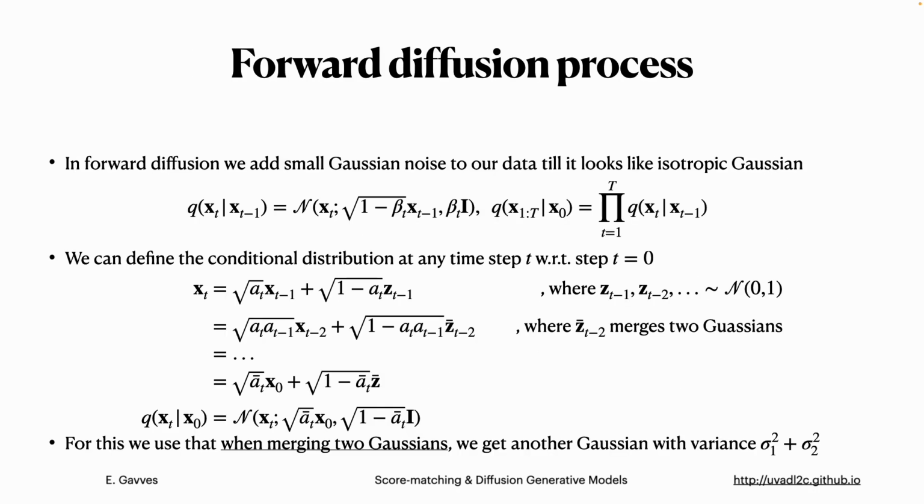For the forward diffusion process, we've got a Gaussian. We consider every time step to be independent, so xt is conditioned only on t minus 1, not on t minus 2, t minus 3, and so forth. And when we've got the complete data distribution, it's a product of all the individual ones. So we assume Markov independence here.